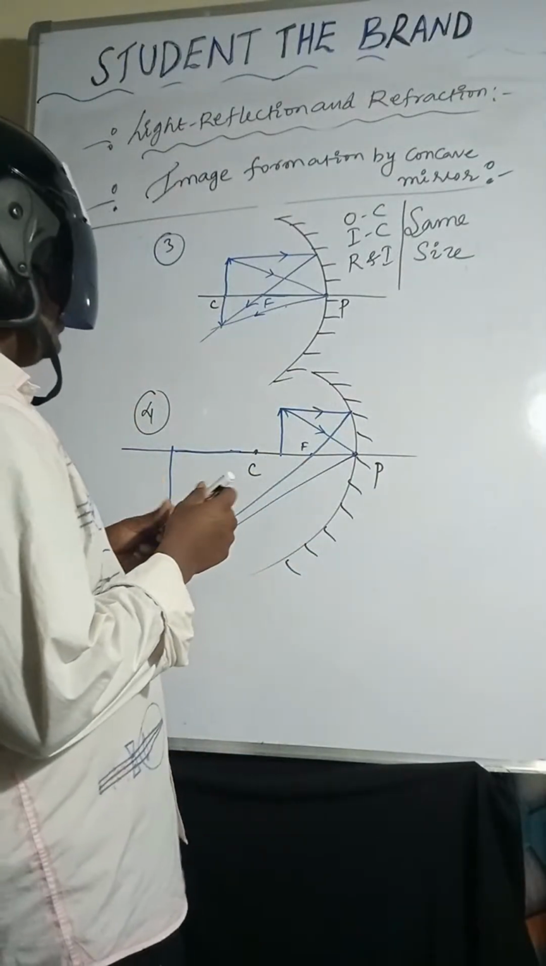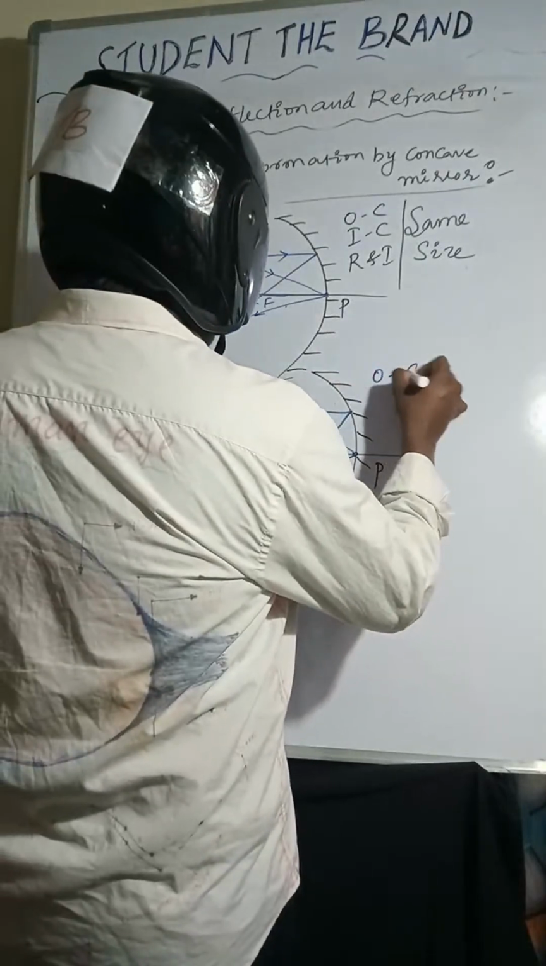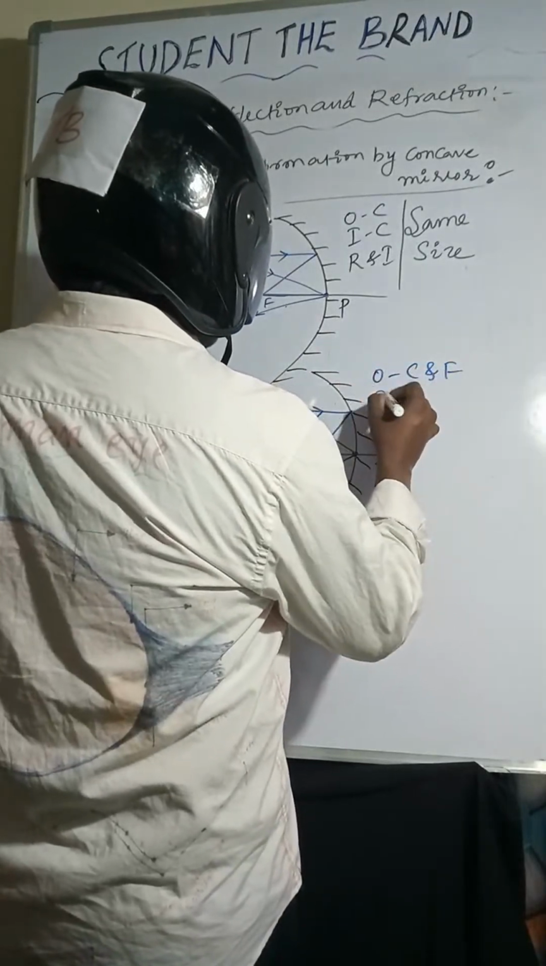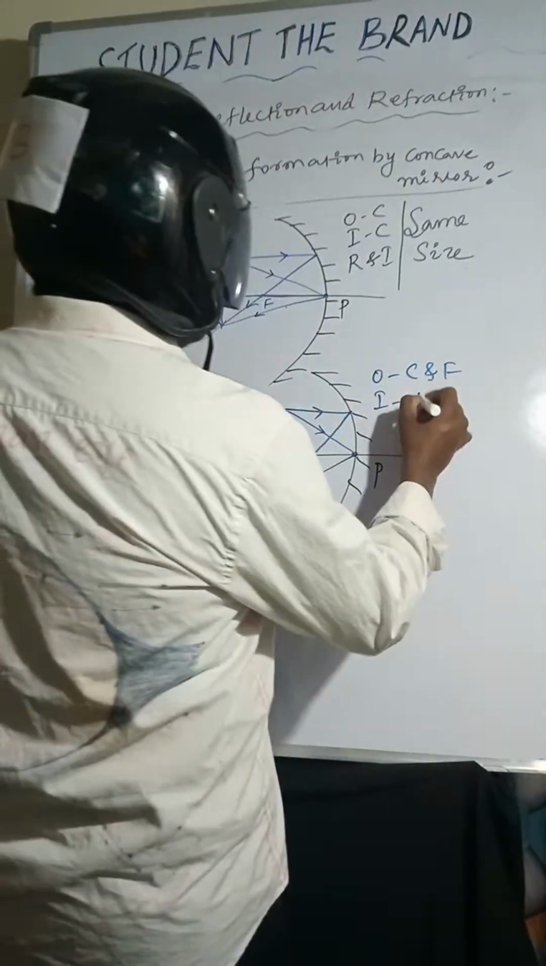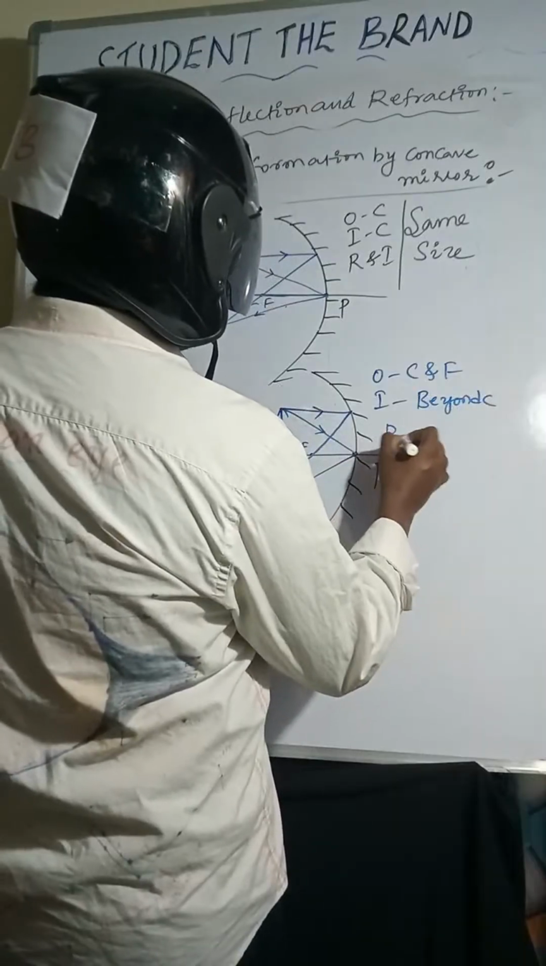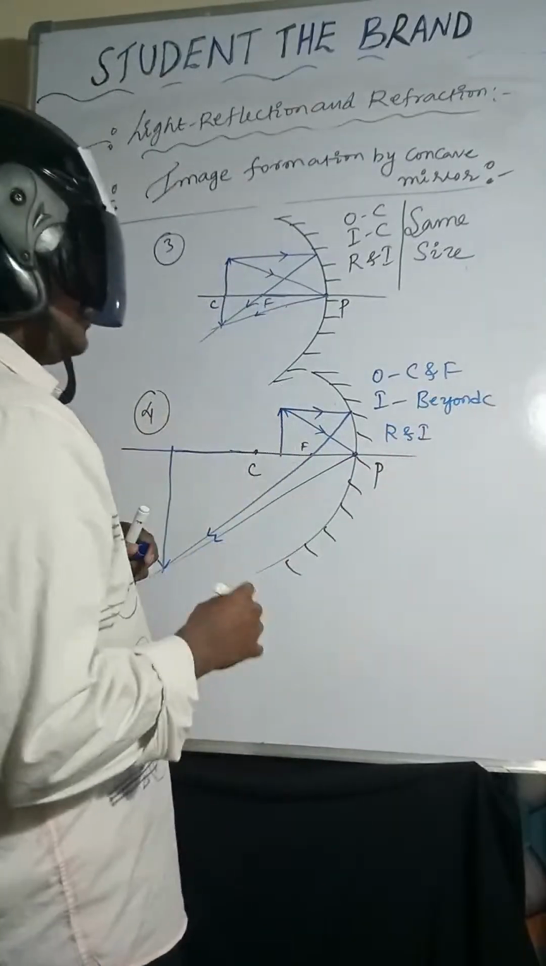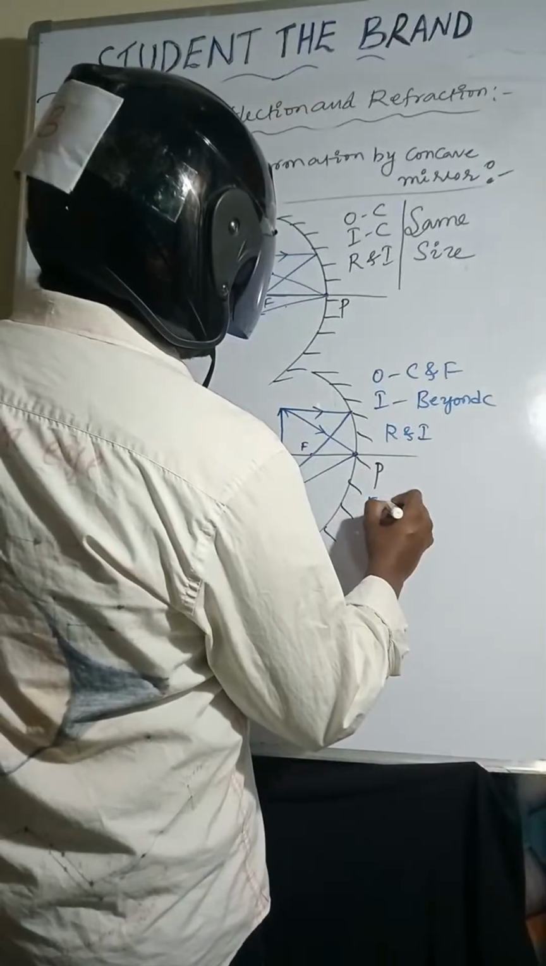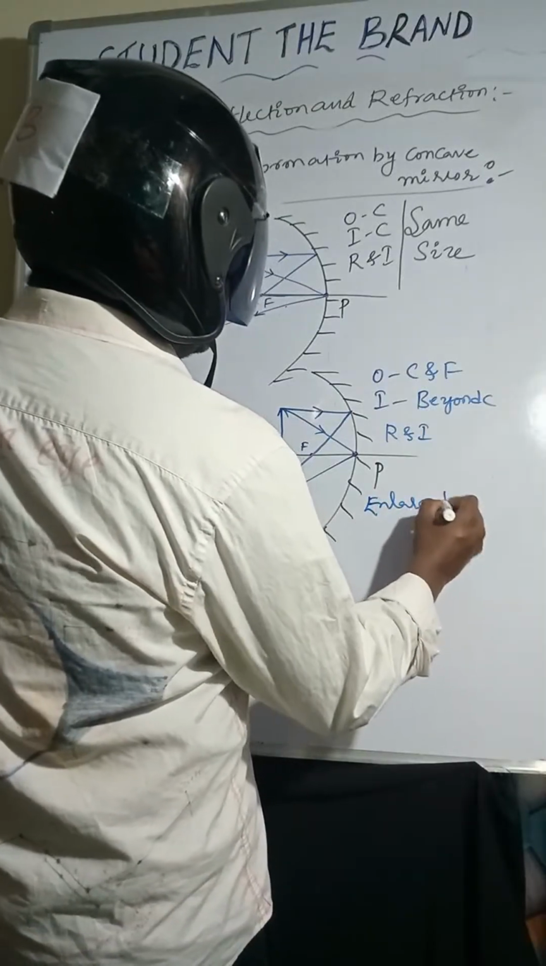Now you can see the object is placed between C and F, and the image will form beyond the center of curvature, beyond C. The nature of the image is real and inverted. The size of the image is enlarged.